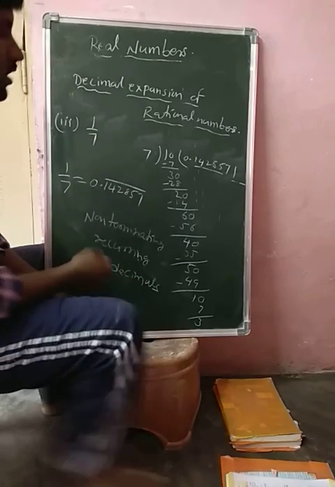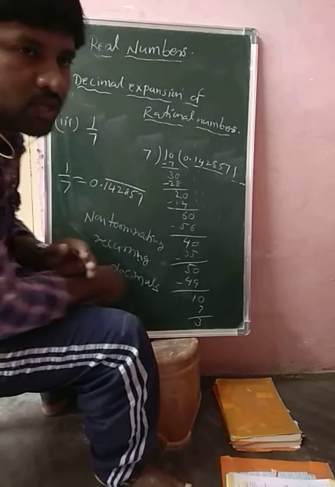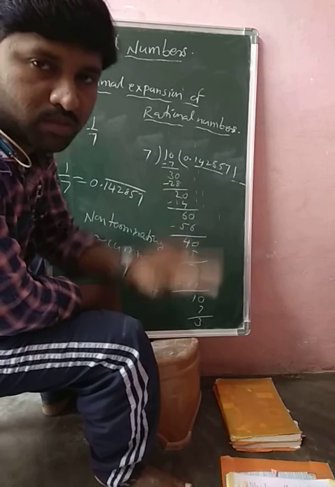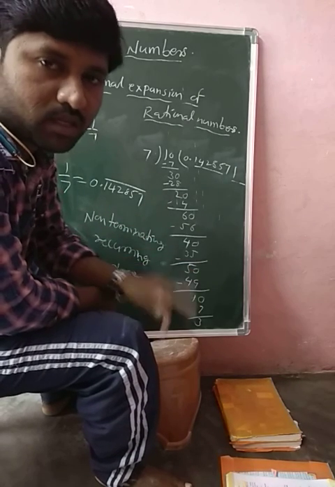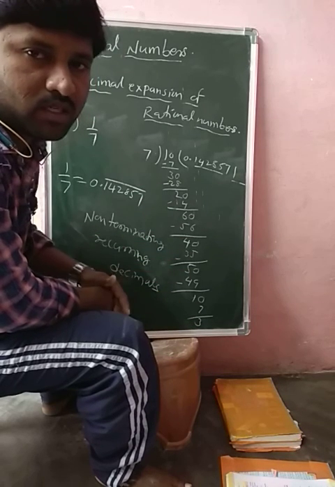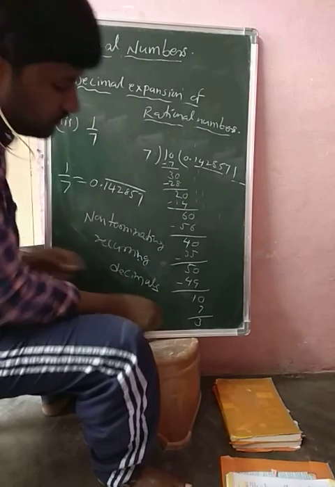Okay now, so like this we can say the decimal expansion of a rational number either terminates or non-terminates, recurring or repeating decimals. Okay.